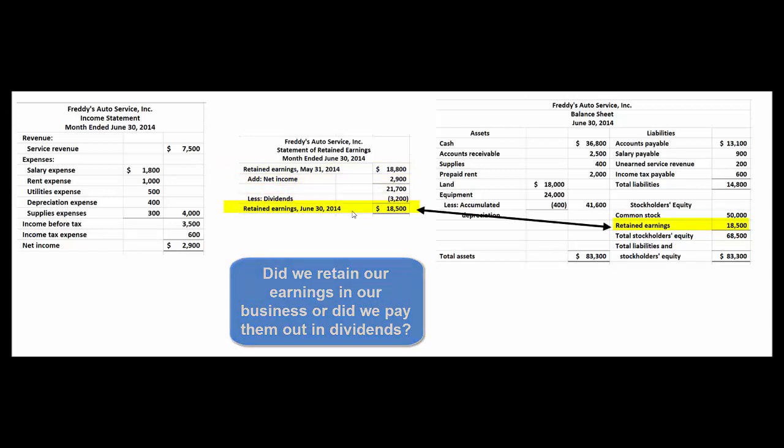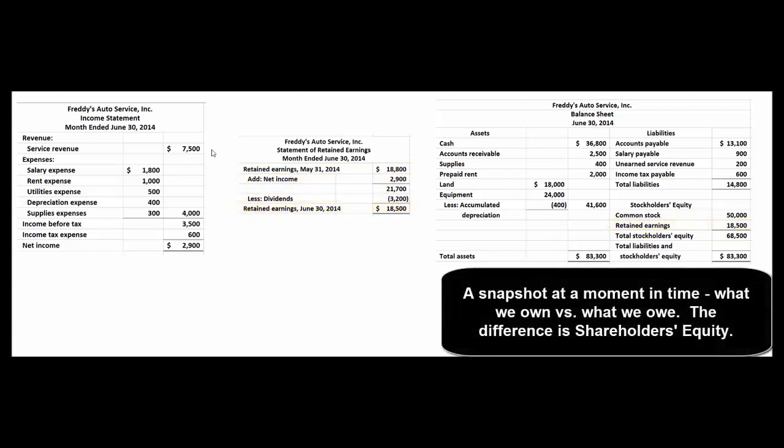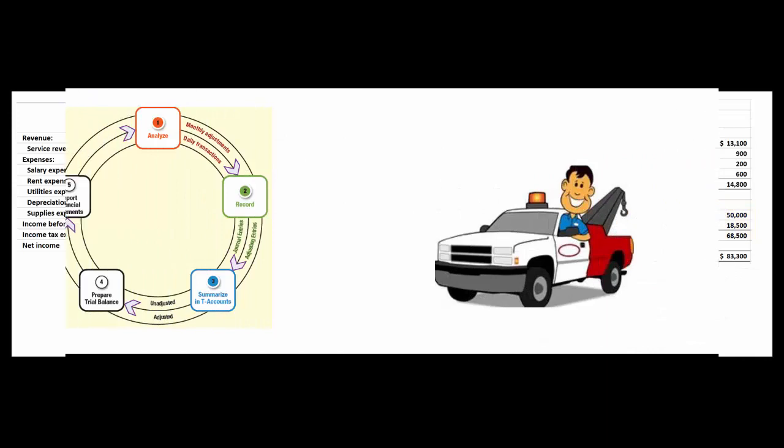And the balance sheet is a snapshot at a moment in time. The income statement covers a period. It's a report card for that period. The balance sheet is a snapshot at a moment in time. What do we own? Those are assets. What do we owe? Those are liabilities. And the difference between what we own and what we owe is our equity in the business. In a corporation, we call it shareholders' equity.